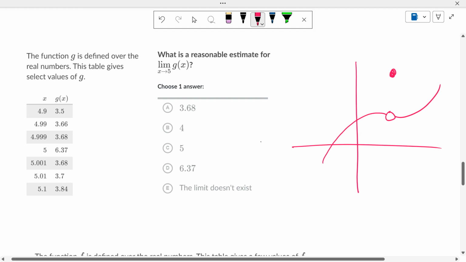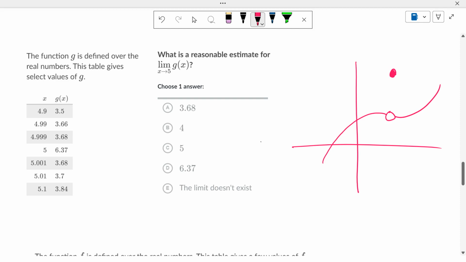Okay. As it's going towards 5, it's going towards 3.68. As it's coming from this way towards 5, it's going towards 3.68. At 5, there's actually a dot up at 6.37, but they're both going towards 3.68. So that's why the answer is A. You just got to picture this situation going on. It could be a graph that looks like this.